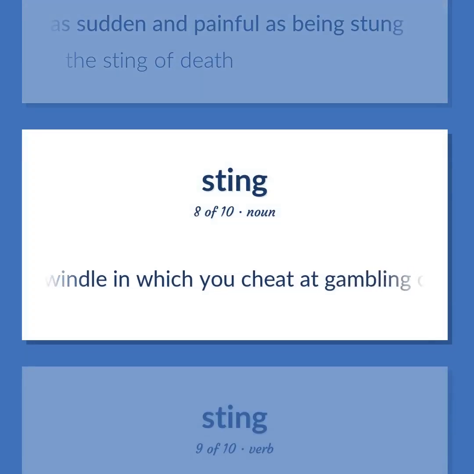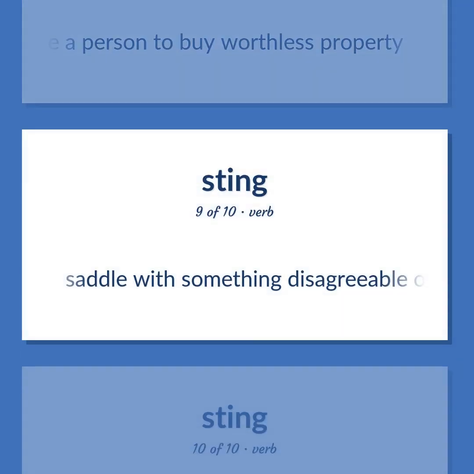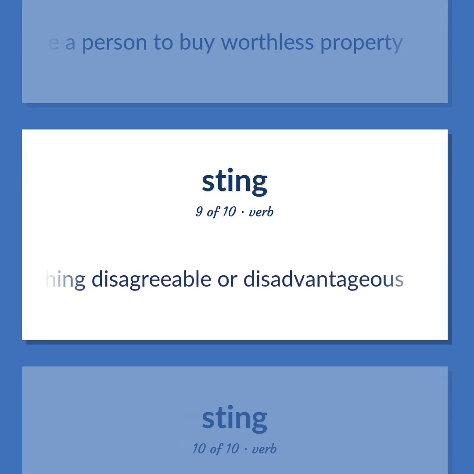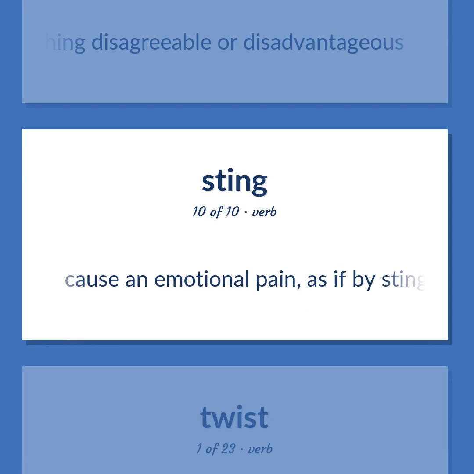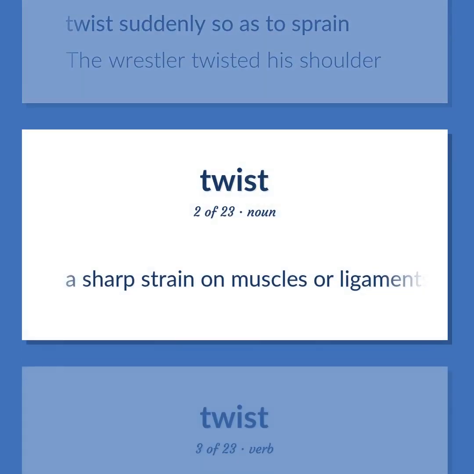A swindle in which you cheat at gambling or persuade a person to buy worthless property. Saddle with something disagreeable or disadvantageous. Cause an emotional pain, as if by stinging. Twist suddenly so as to sprain. The wrestler twisted his shoulder. A sharp strain on muscles or ligaments.